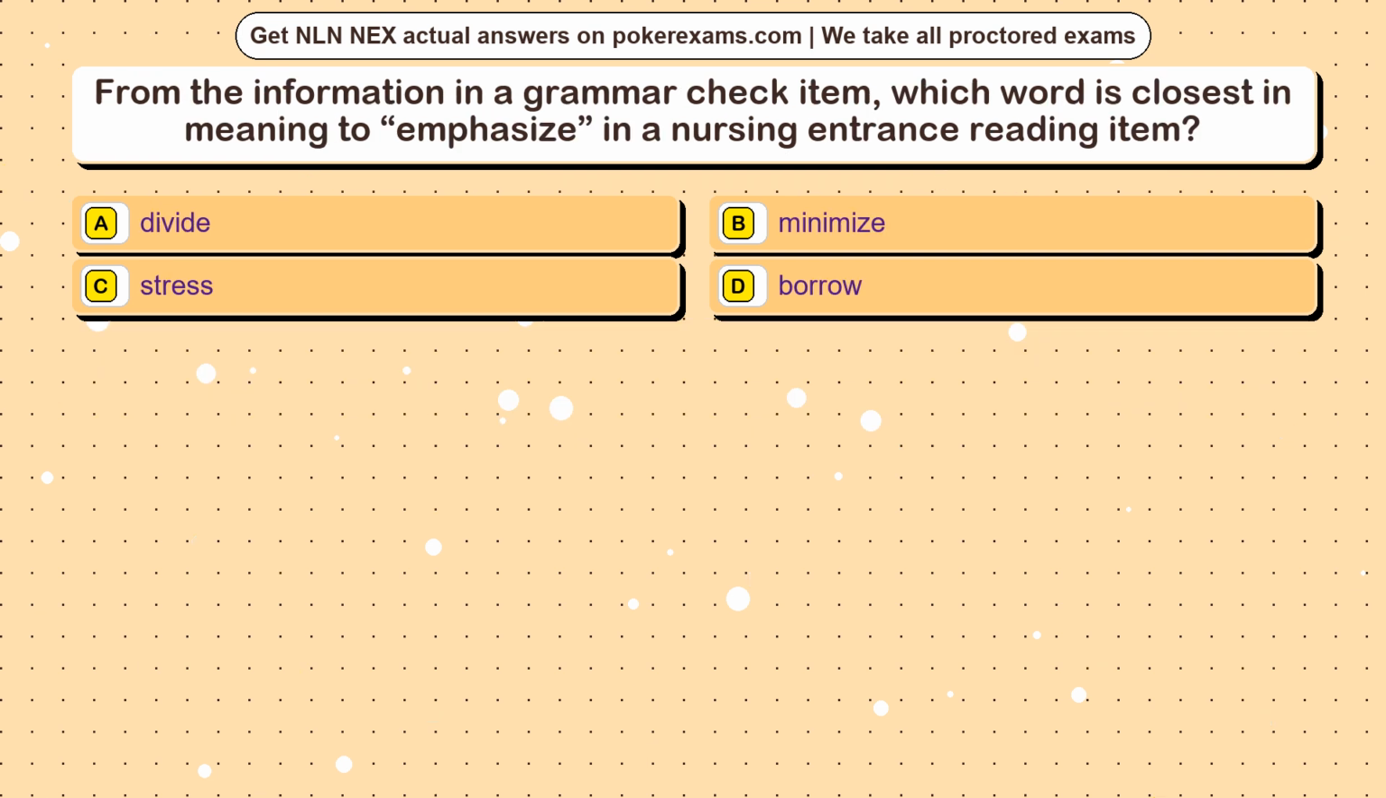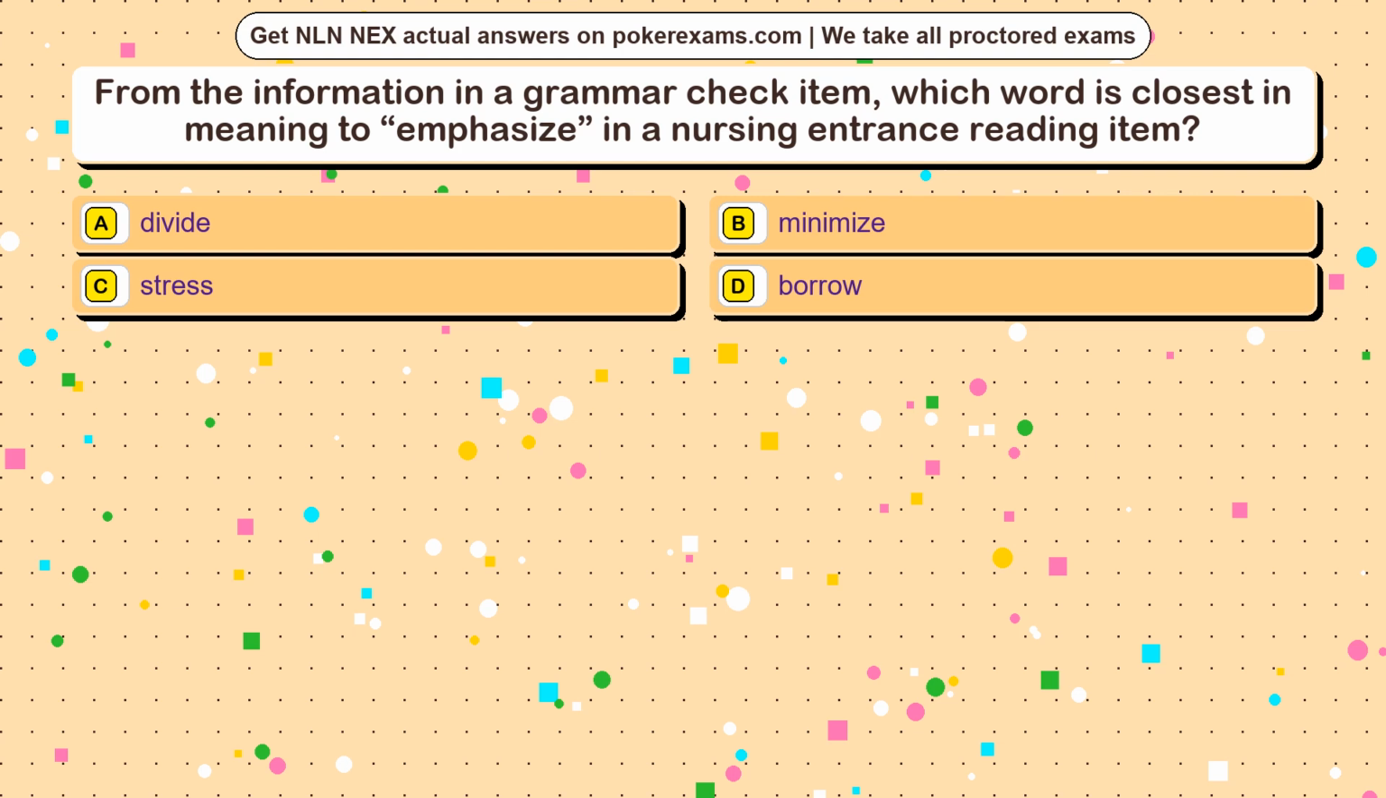Question 22. From the information in a grammar check item, which word is closest in meaning to emphasize in a nursing entrance reading item? Option A, divide. Option B, minimize. Option C, stress. Option D, borrow.